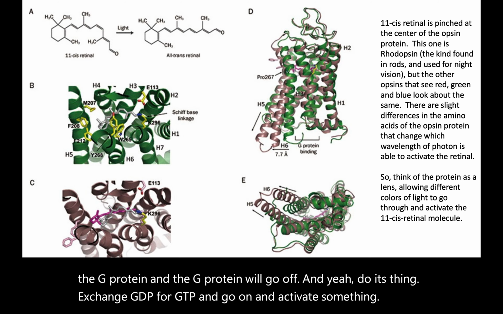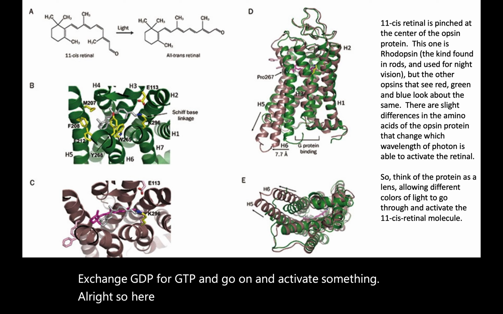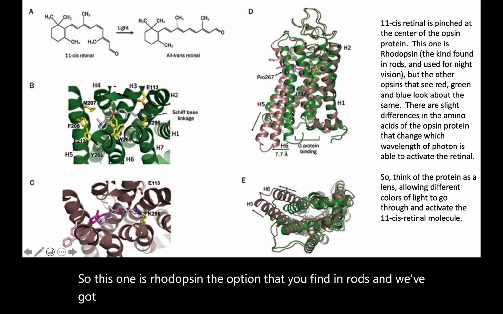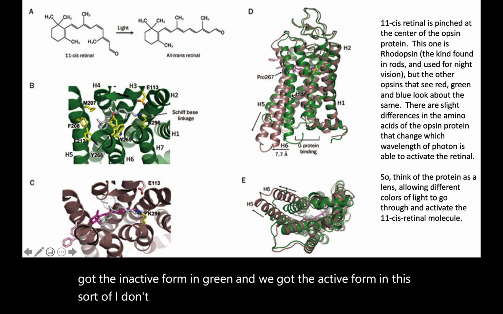All right, so here is a protein, and here is the same protein when it is activated. So this one is rhodopsin, the opsin that you find in rods, and we've got the inactive form in green, and we've got the active form in this sort of kind of not quite coppery color, whatever, metallic brown.